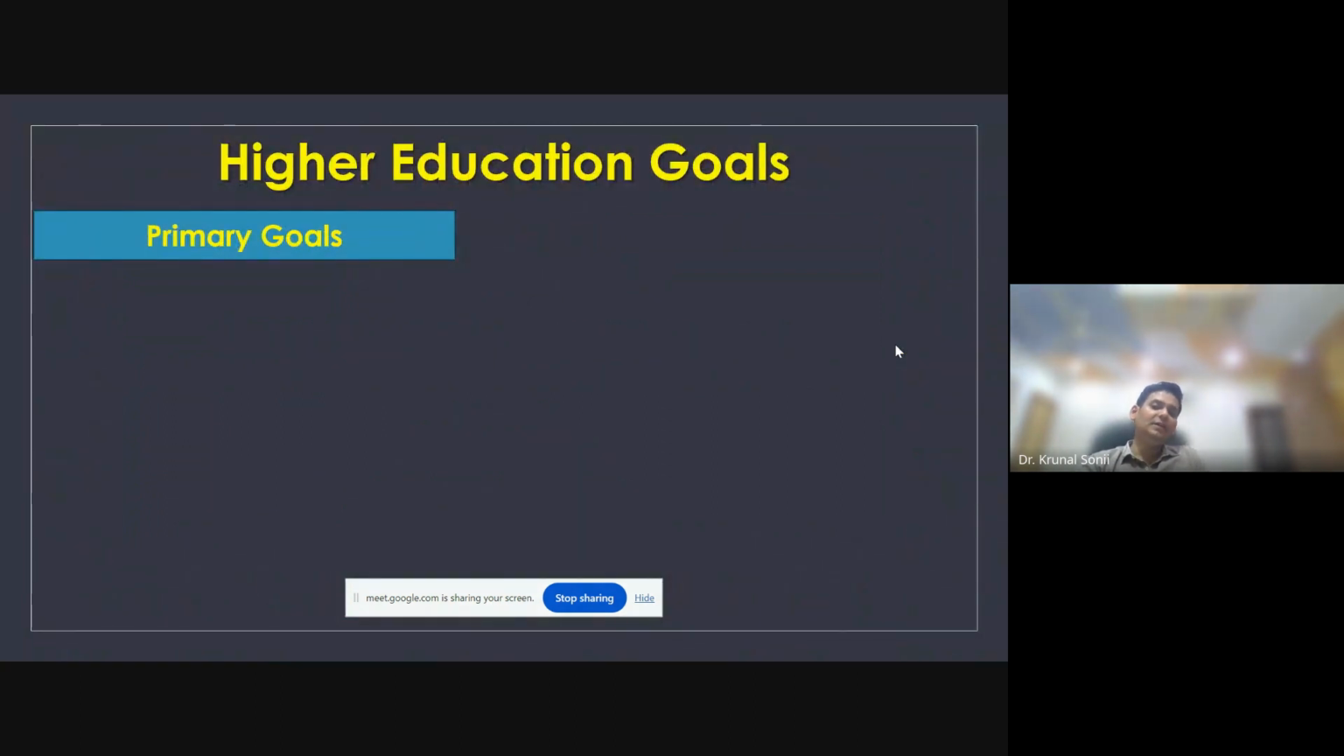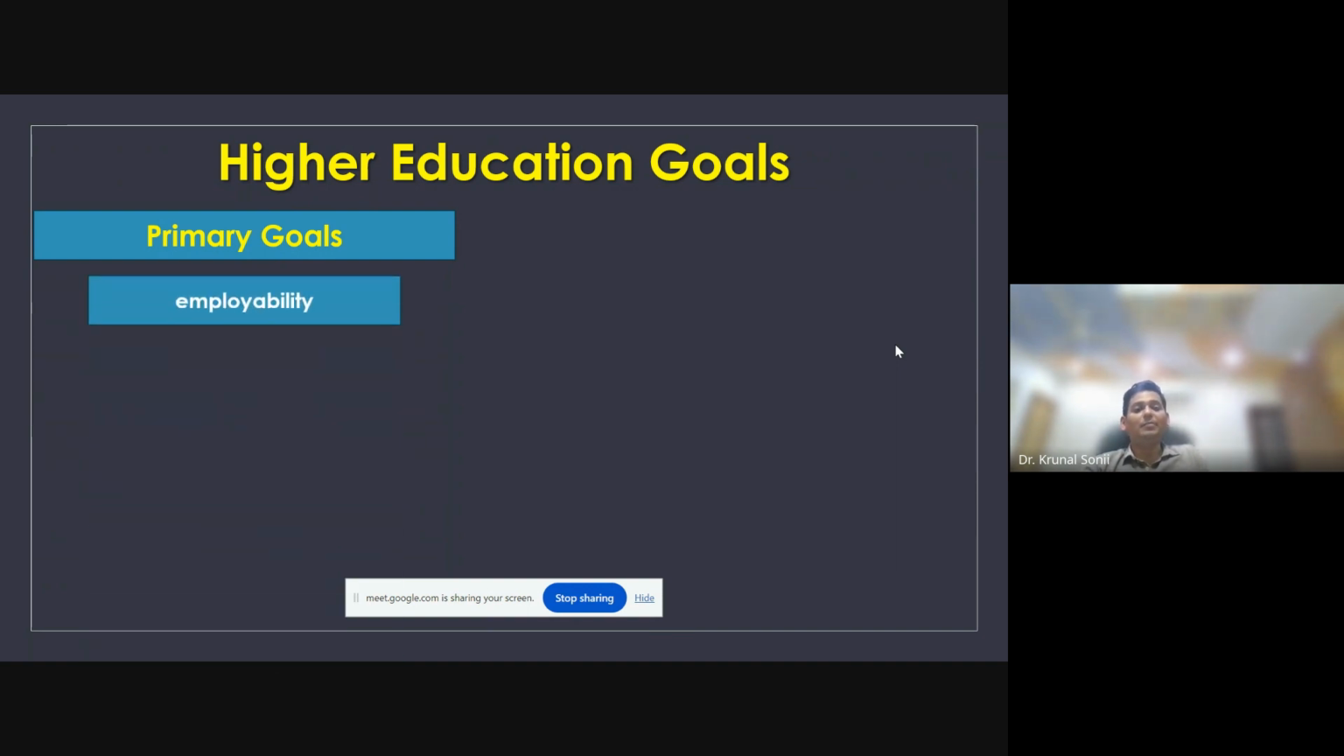First of all, we need to understand the higher educational goals for which we are talking about quality education and the learning process. Every organization, every institute, every university has its own goals for which they are working and which they are delivering to society. So first we will talk about the primary goals of the university.